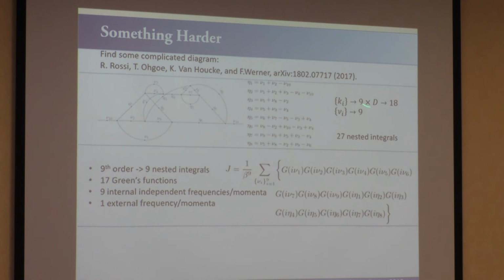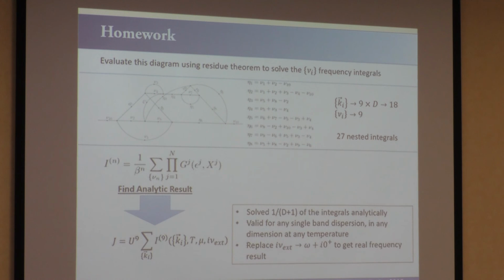So you would have 18 momentum to sum in a 2-dimensional problem, for example. And you'd have 9 nested frequency integrals to perform. So there's 27 nested integrals. Right. But conceptually, we know exactly how to do this. We have a complete knowledge of the pole structure. We just sequentially start to perform these integrals.